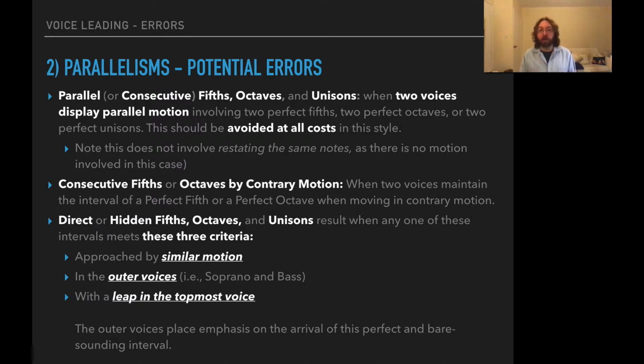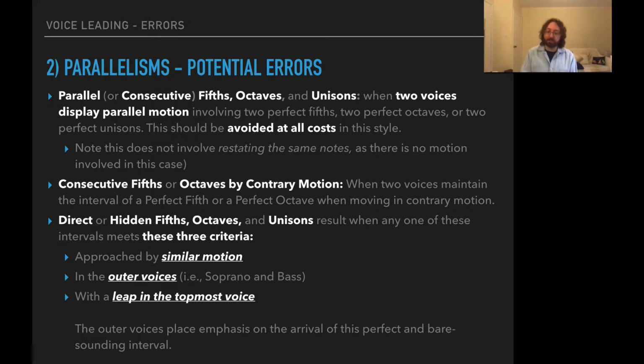Consecutive fifths by contrary motion can be a little trickier to understand. This is when two voices maintain the interval of a perfect fifth or a perfect octave while moving in contrary motion. We're used to watching out for consecutive fifths or octaves or unisons when they're moving in the same direction. That catches our eye. But it can happen when we're moving in opposite directions too.